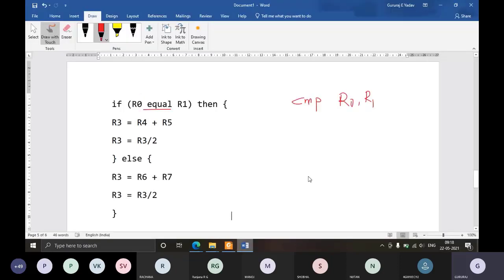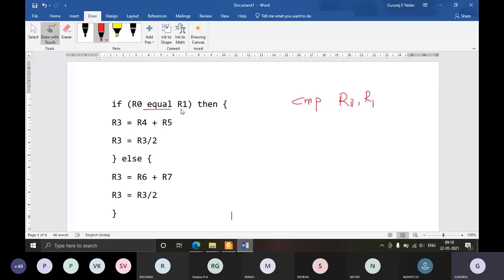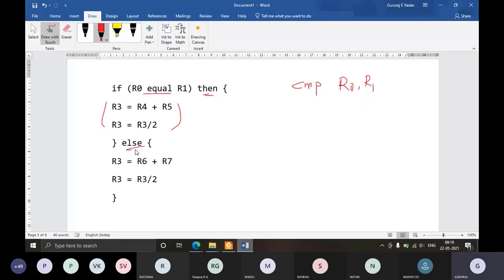Next, once you compare these two, what is the comparison all about? Whether R0 is equal to R1. If R0 is equal to R1, then these two statements should be executed. Else, the other two statements should be executed. Very simple, right? So we'll go with the IT instruction.